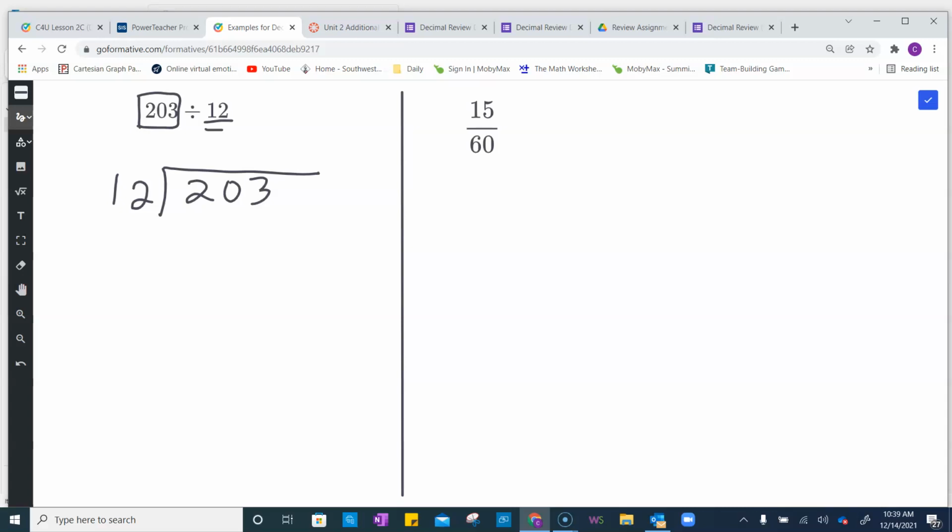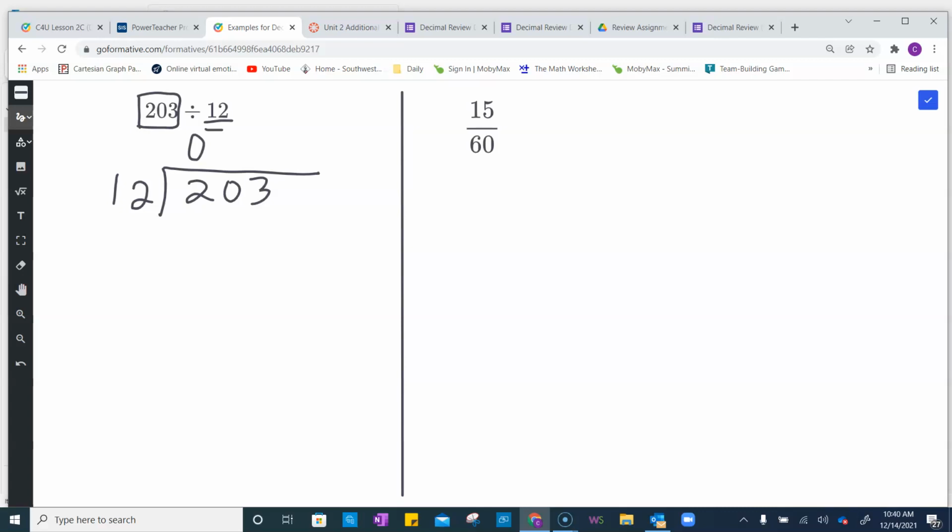Now I start with 12. These are the required steps for long division. We're going to start with 12 and divide it into that first digit of our number, 2. How many times can you take 12 away from 2? You can't. You only have 2. You can't take 12 away from it. You don't have enough.